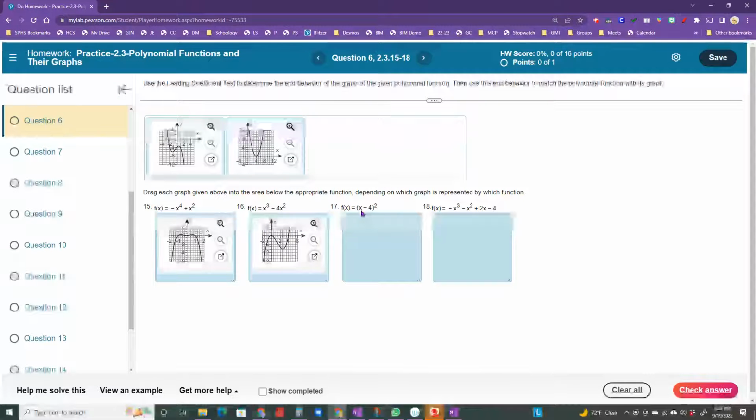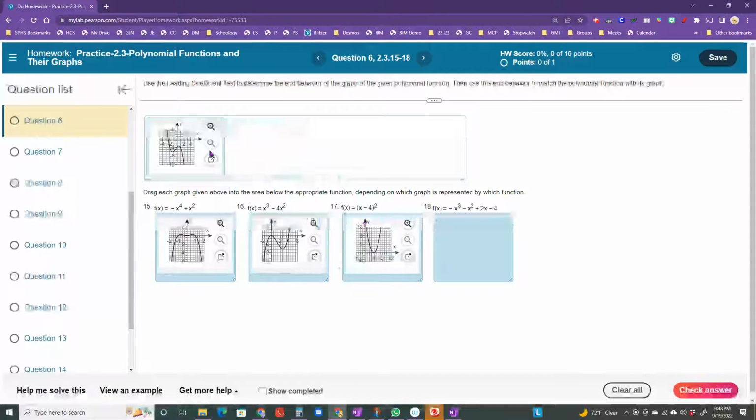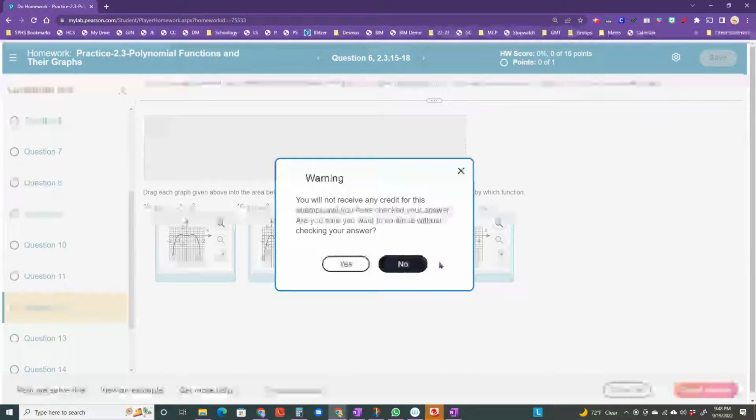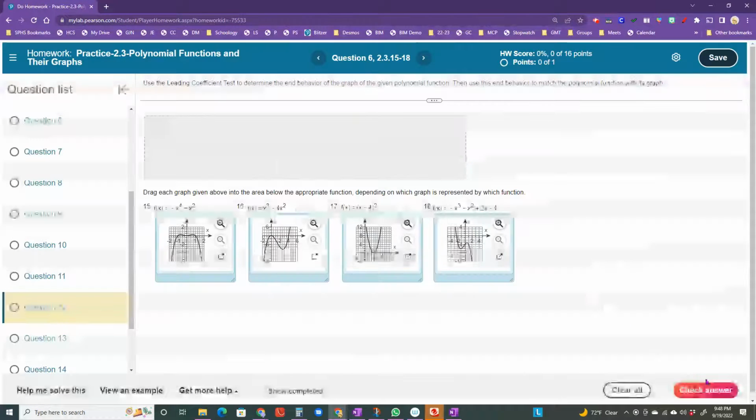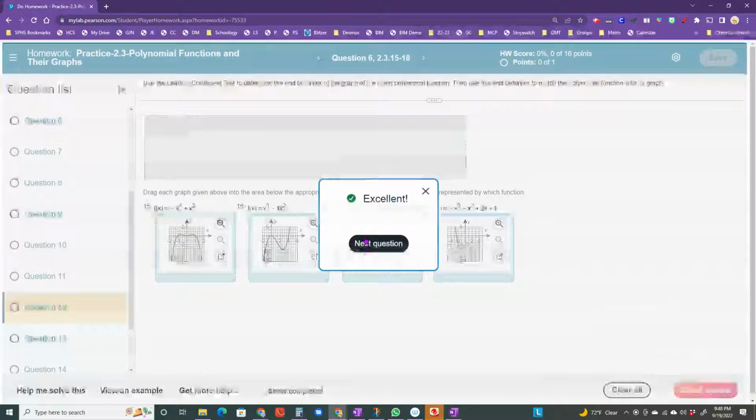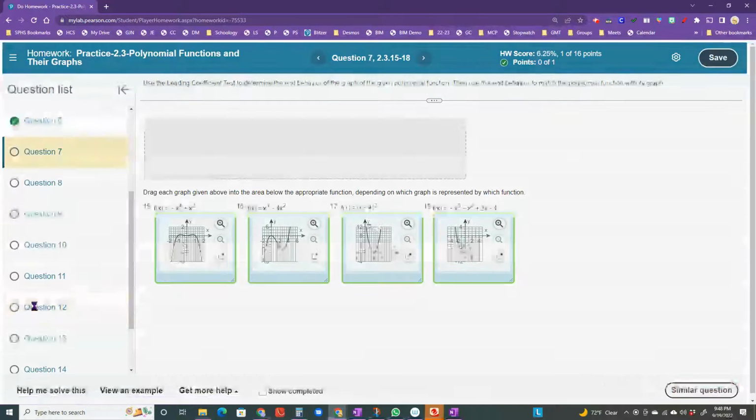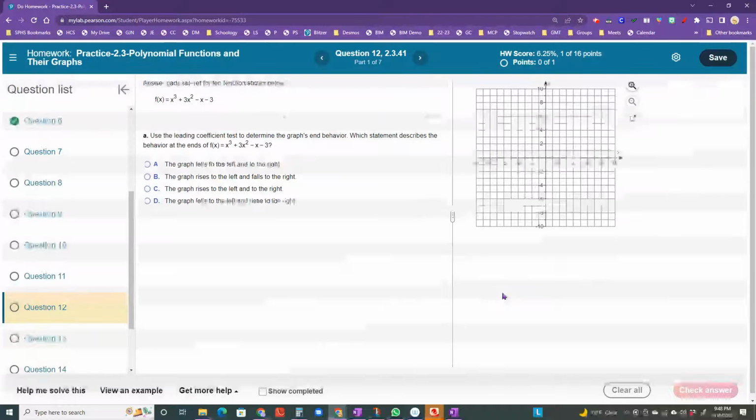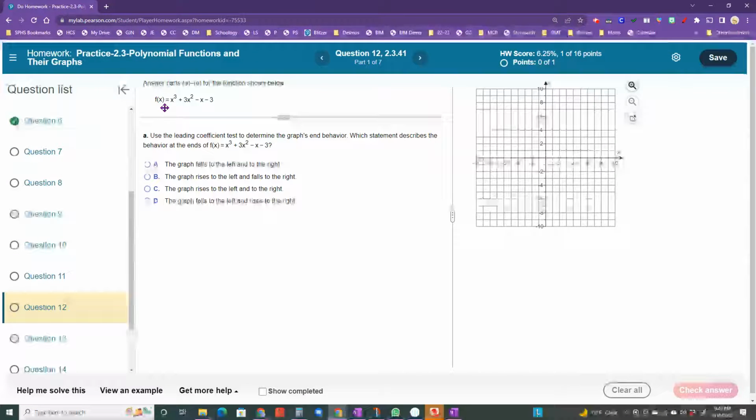And then this one, x squared. They both go in the same direction, so they've got to be going up. And that leaves this one here. So that was all of that. All right, now I'm going to step through another graph. Oh, my bad. What do I have to do? I have to check my answer. Okay, good. Now I'm going on to number 12. Same old, same old. All right, number 12.